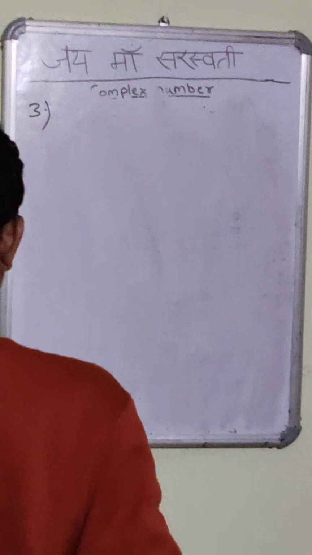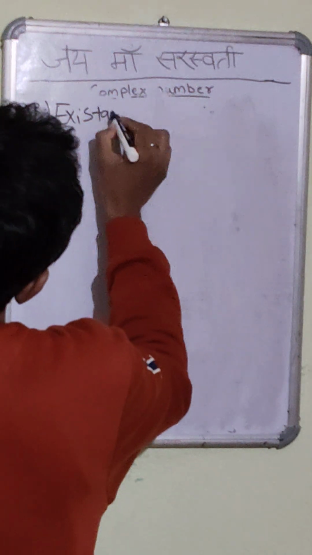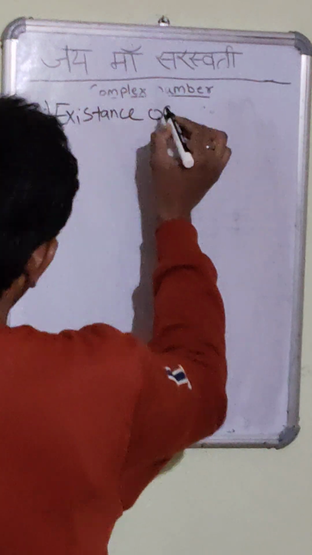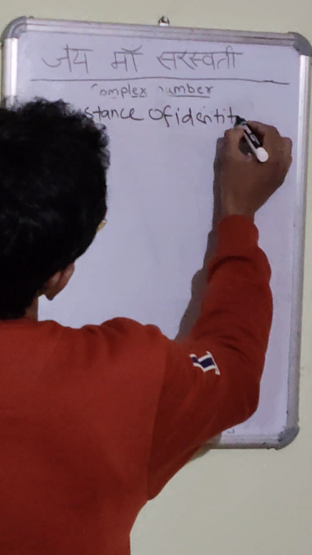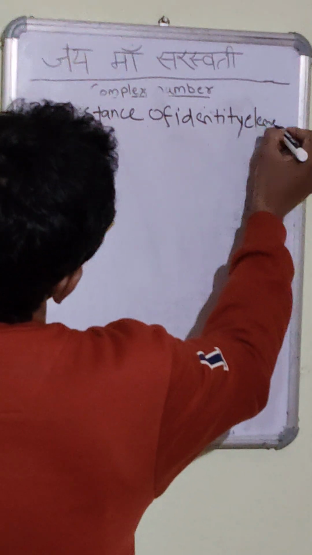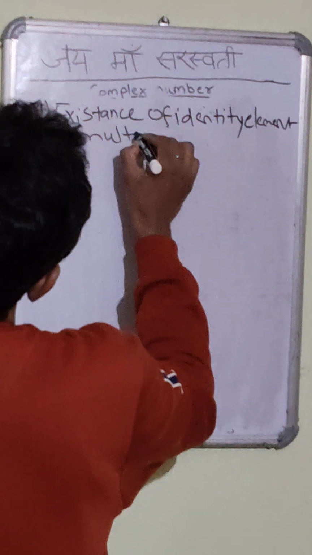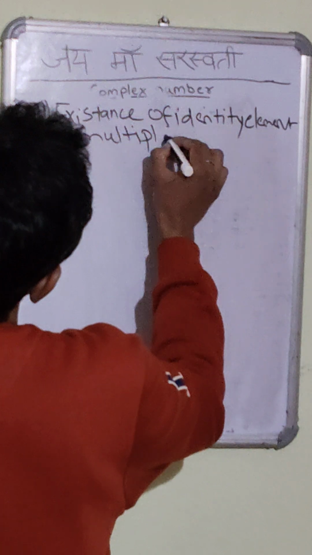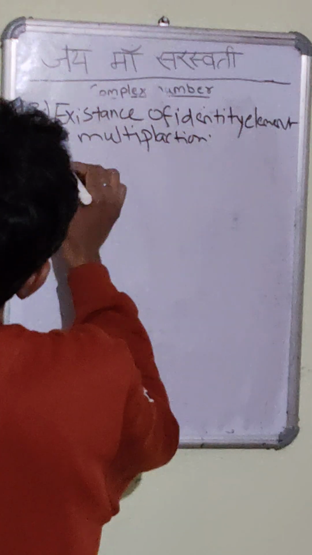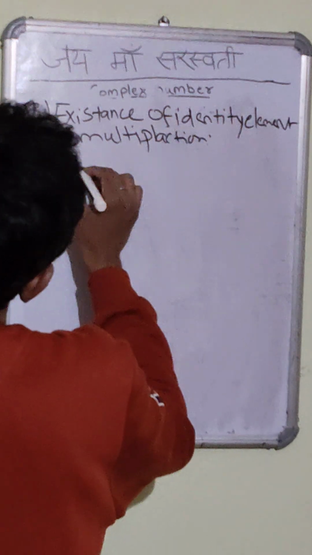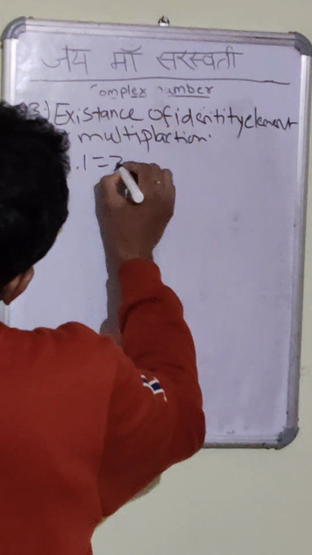The third property is existence of identity element for multiplication, and this is basically dedicated for complex number multiplication. In this case, suppose any complex number is Z. If we multiply that complex number by 1, it will be equal to Z.